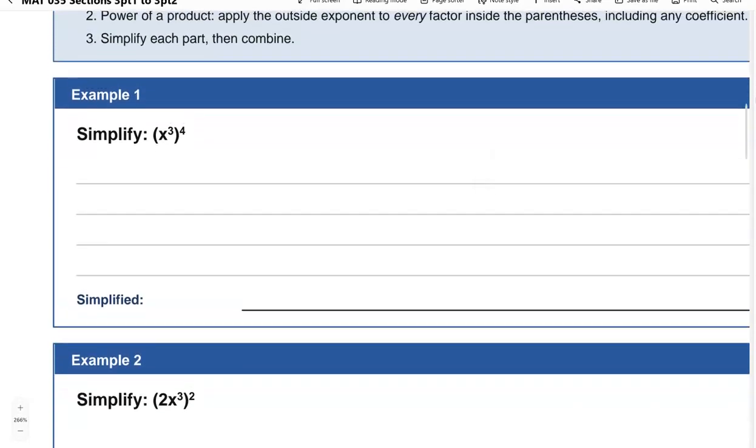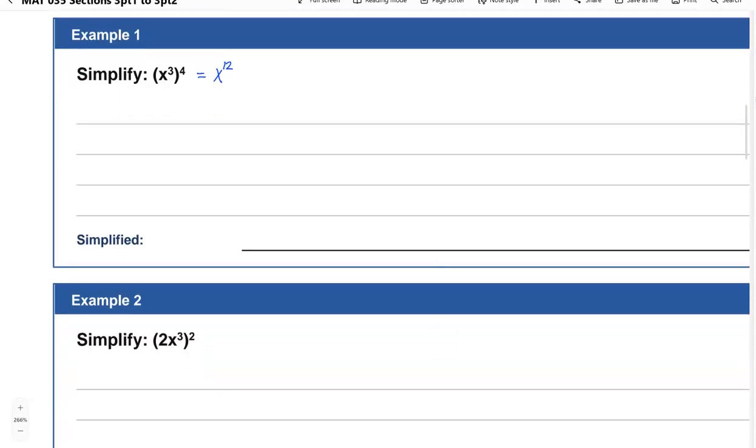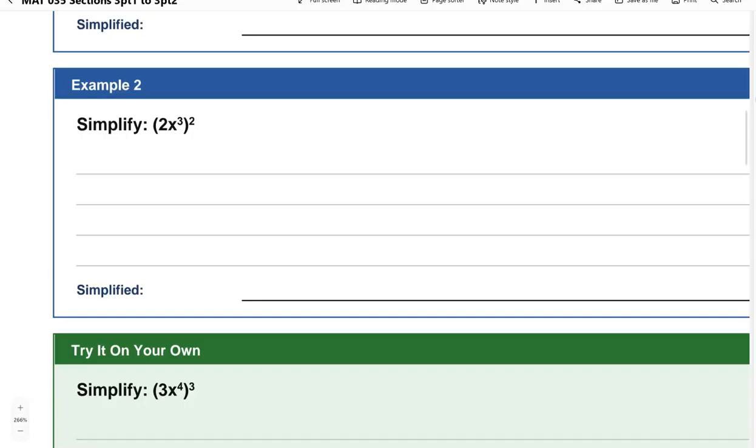Okay, next one, we have a power to a power. So we have x cubed, and we're going to raise that to the 4th power. So when we have a power to a power, we multiply the powers together, which is going to give us an x to the 12th.